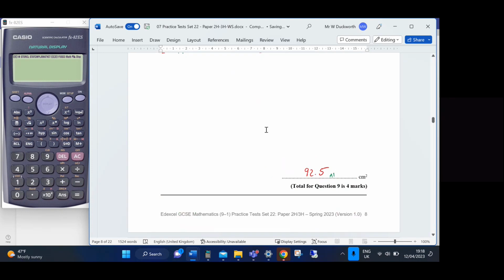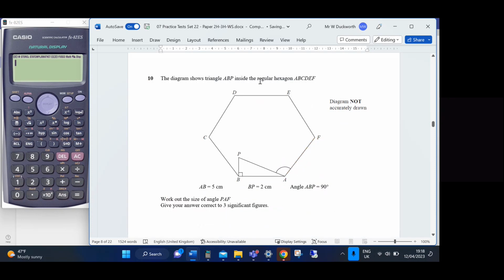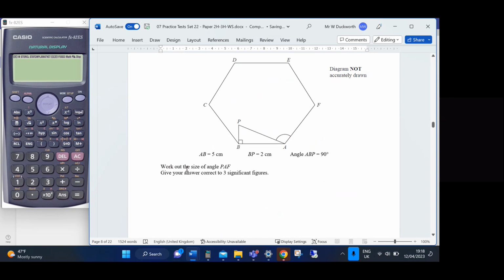Okay. Right. Question 10 then. The diagram shows a triangle ABP inside a regular hexagon ABCDEF. Work out the size of the angle PAF. So we're trying to work out this angle. I'm going to call it X for now. Giving your answer to 3 significant figures.